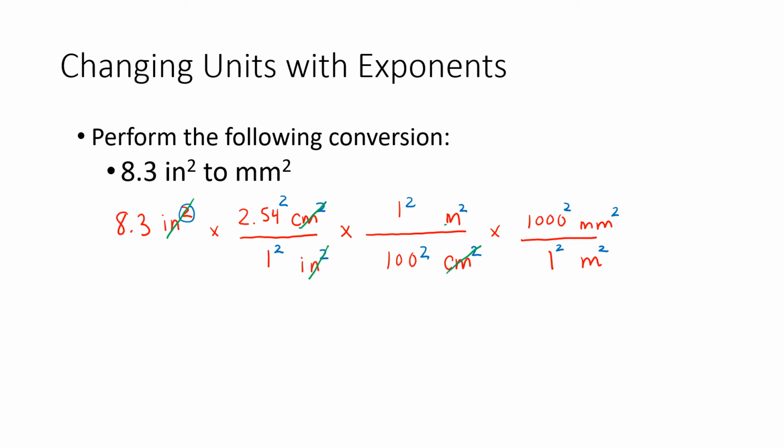And we can see that our units of meters squared are on the top and bottom, and those will cancel. And our final units for this problem are in the upper right corner, which are millimeters squared. And that's what we were trying to work towards. So our final answer is going to be, with two significant figures, 5.4 times 10 to the third millimeters squared. Make sure you include the units with your answer.